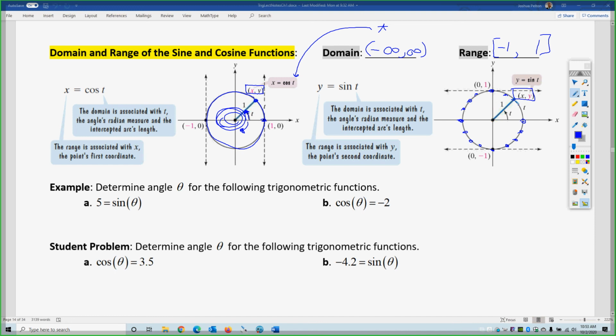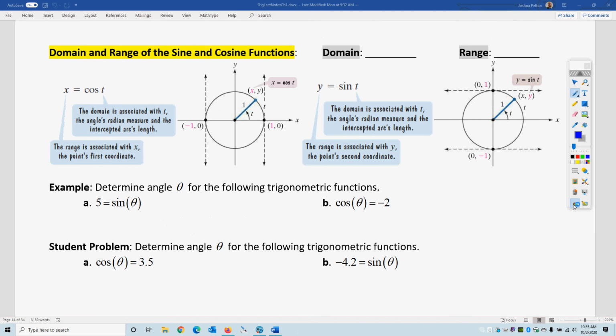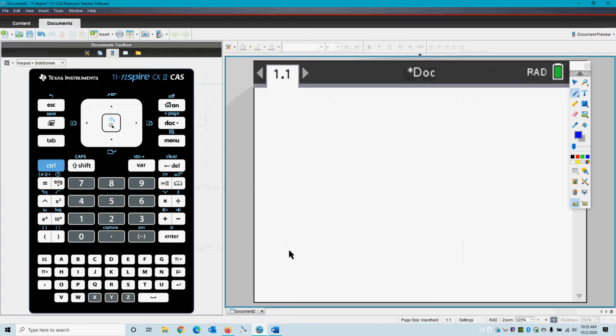Well, if I try to solve these, let's rewrite this way. Sine of theta equals 5. So what angle will actually give me 5? Well, if I do inverse to both sides, which is how you solve an equation, sine of theta and sine of 5. That'll cancel. So the angle equals the inverse sine of 5, right? So let's see what happens in the calculator.